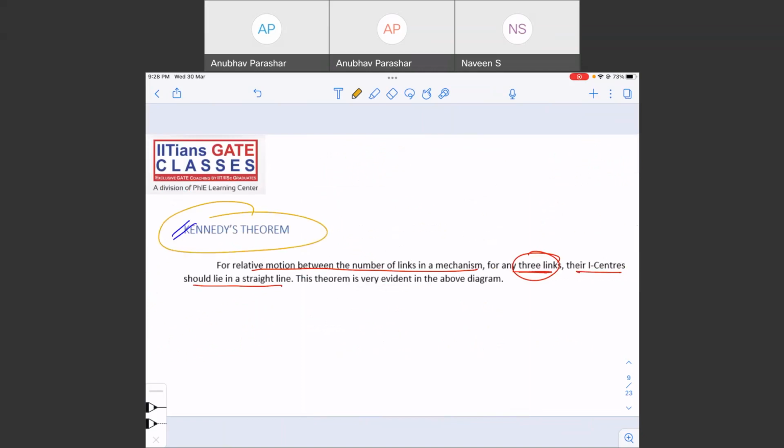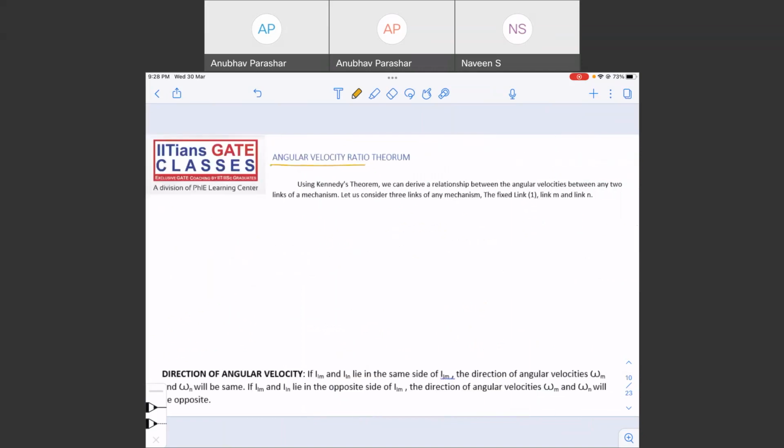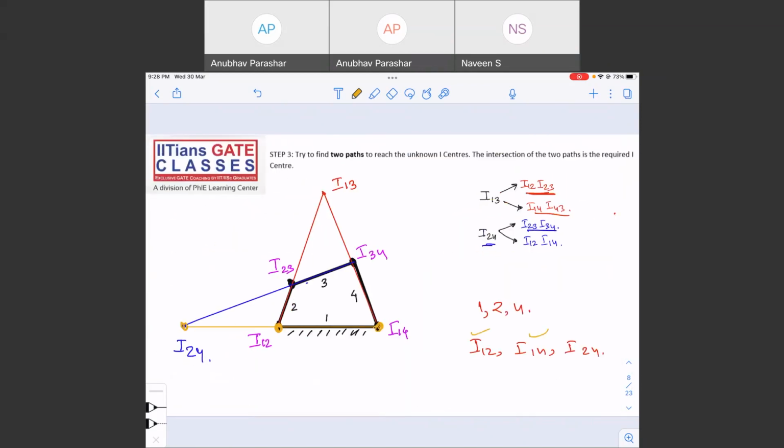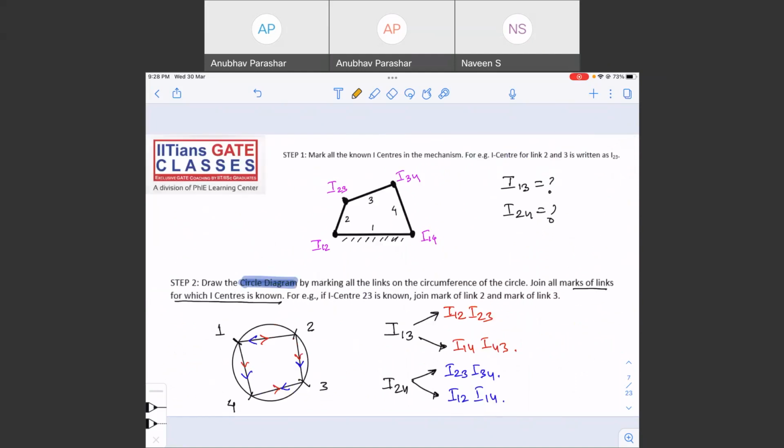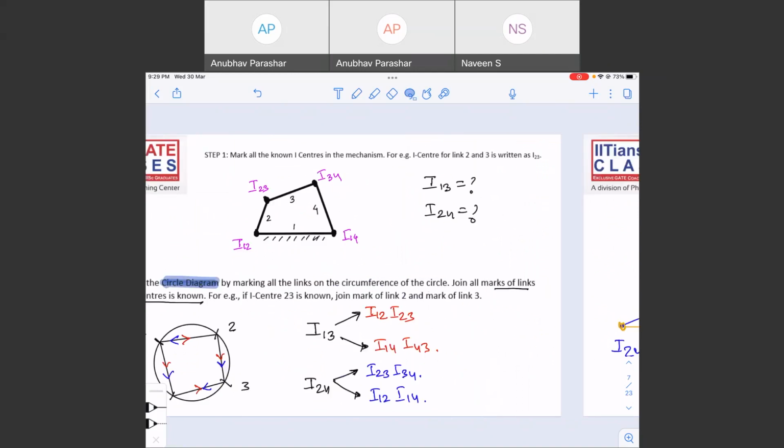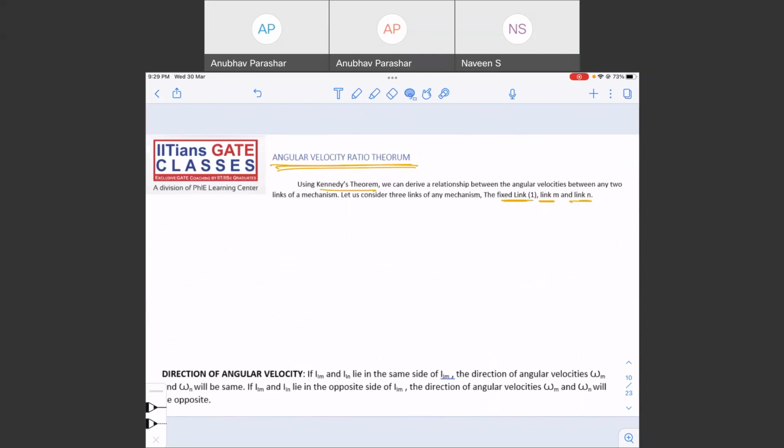This Kennedy's theorem is the basis of the angular velocity ratio theorem. What exactly is the angular velocity ratio theorem? Let us try to see. Using Kennedy's theorem, we can derive the relationship between the fixed link 1, link M, and link N. Let us consider this mechanism.